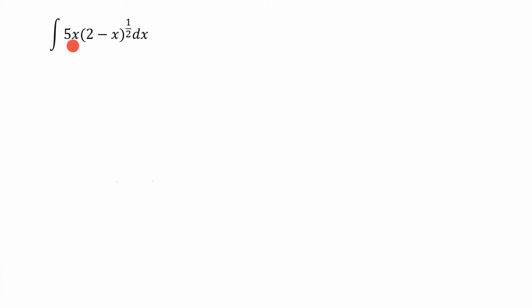Well, ignore the 5 because if you remember, we're going to take the 5, which is called a constant multiplier, and we're going to pull that out and deal with it later. So we really have x times 2 minus x to the 1/2.